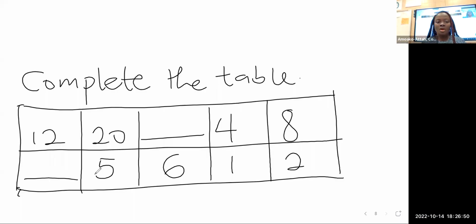Then let's add this table to our question. Okay, so now complete this table. I have 12, 20, so 12 is to dash, 20 is to 5, dash is to 6, 4 is to 1, and 8 is to 2. So now complete the table correctly.